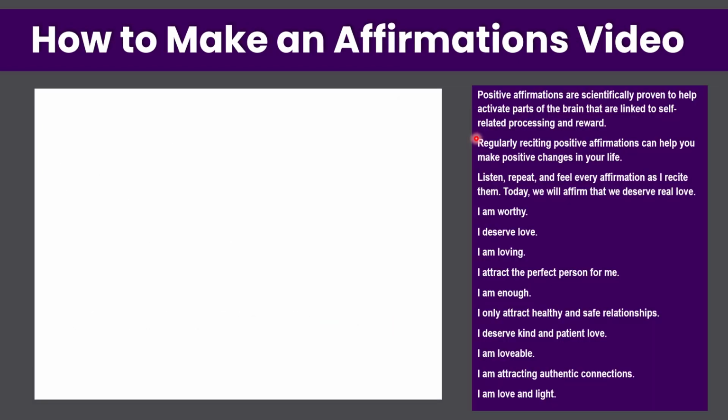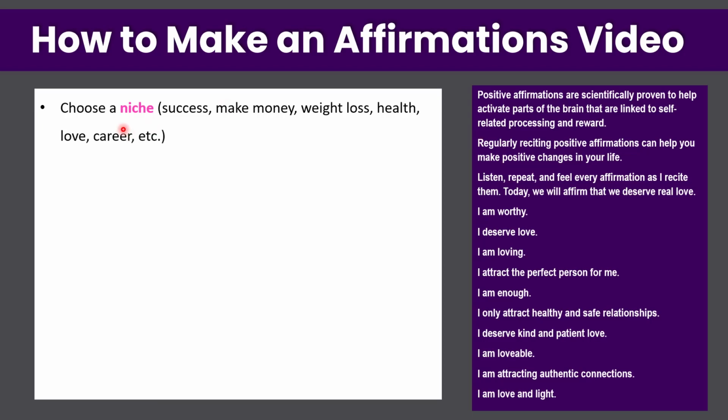Okay, so how do you make an affirmations video for YouTube? First of all, choose a niche. You can choose anything: success, make money, weight loss, health, love, career, grief, quit smoking, anything like that. And the idea is that people will watch these videos and repeat these affirmations to keep them on the right track to make positive changes in their life or break any bad habits.